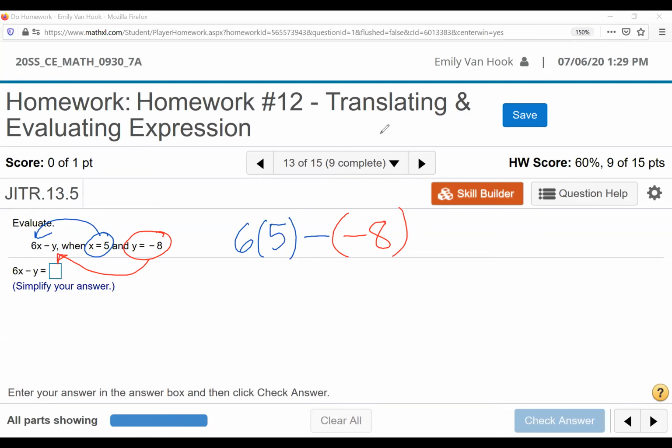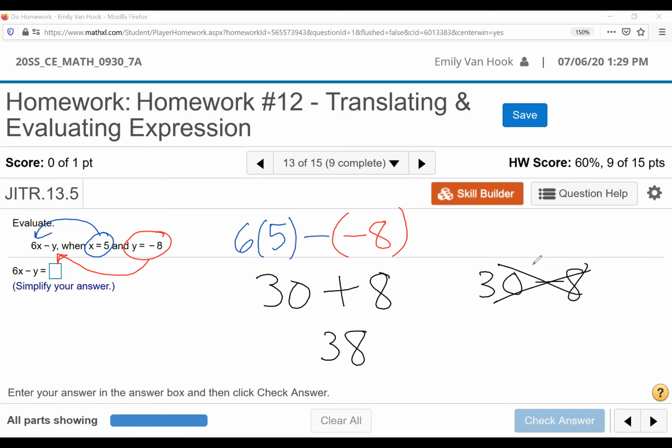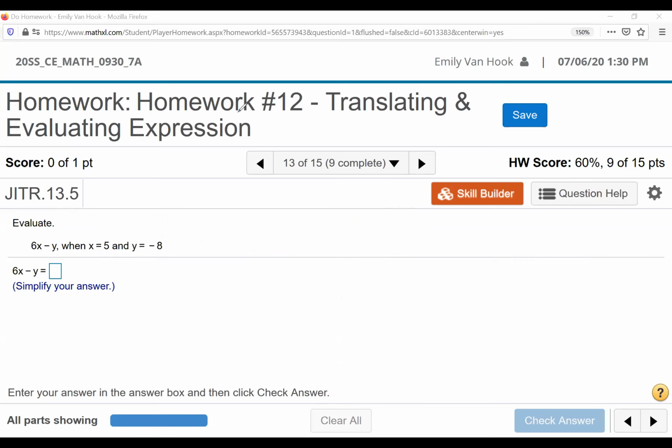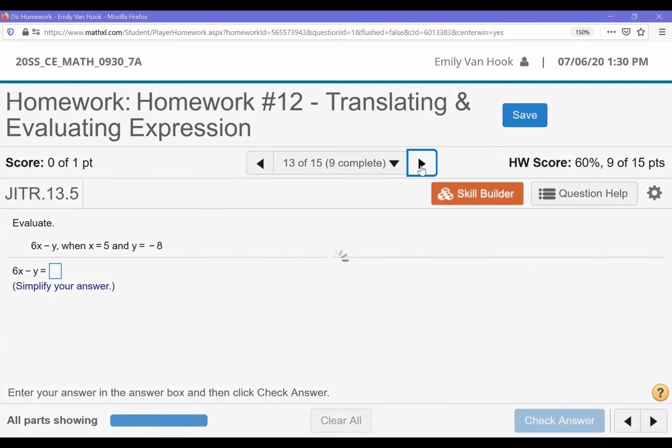It's now going to become 6 times 5 is 30. Minus negative 8 actually becomes plus 8. Okay, so it's not 30 minus 8, it's 30 plus 8. So be careful when you're replacing a variable with a negative. Notice how I put parentheses around the negative 8, and I kept the minus sign that was already there. So it's easy to miss one of those. So be careful. So again, 6x minus y became 6 times 5 minus negative 8, which turns into plus 8. All right, that was number 13.